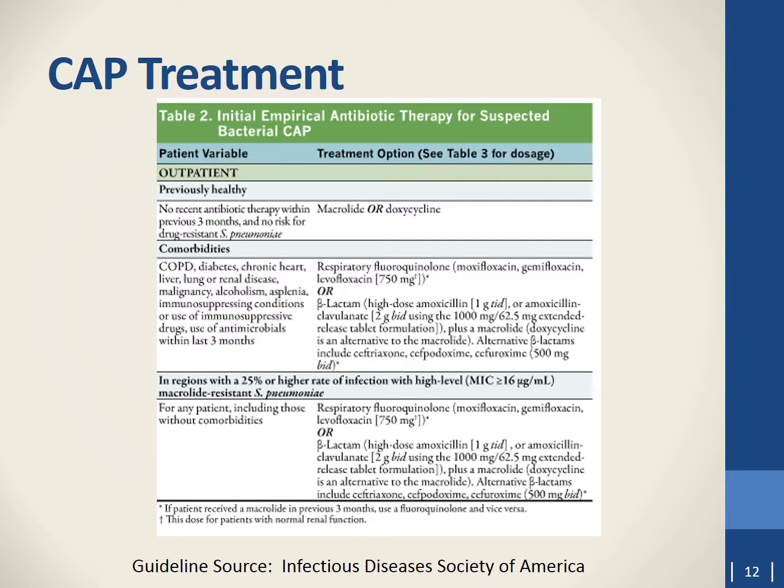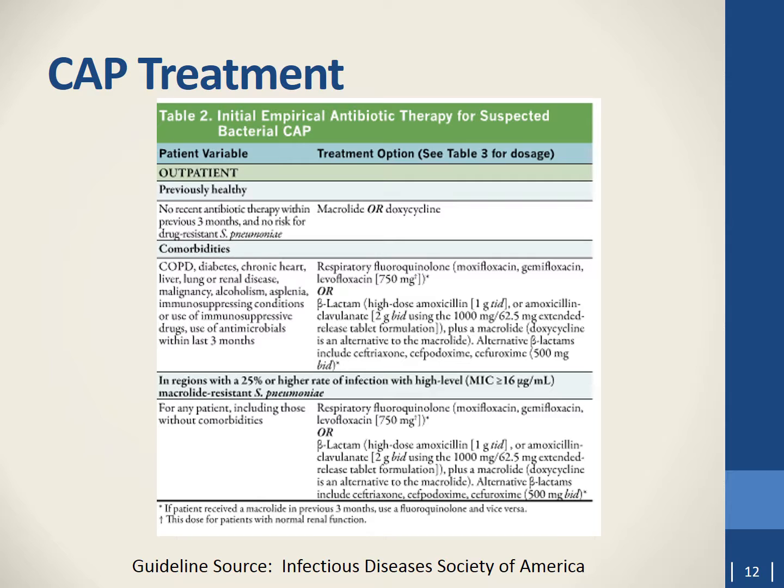If you live in a region where you have high rates of strep pneumoniae that are macrolide resistant, then the first line recommendation is a respiratory fluoroquinolone. So again, one with strep pneumoniae coverage, or again, that beta-lactam plus a macrolide or doxycycline, and there are some also alternative beta-lactams listed for you there.